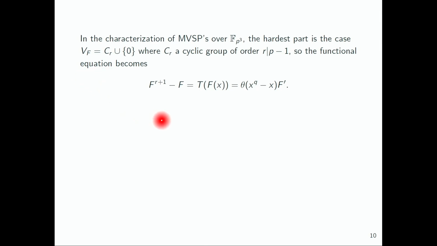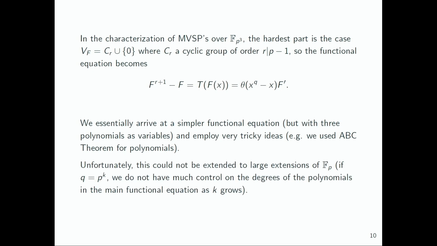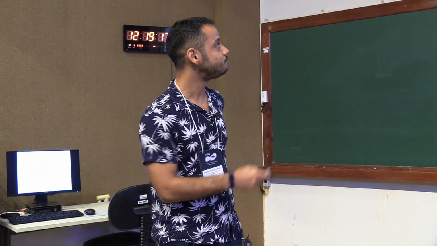We just go back to the functional equation. We get this equation. And basically, we combine the main theorem from Mills. The theorem from Mills just gives f in terms of 3 other polynomials. So we just substitute everything in this equation. We get a simpler equation, but now with 3 polynomials as variables. And so we just had to be smart, and we use something very strange like the ABC theorem for polynomials.